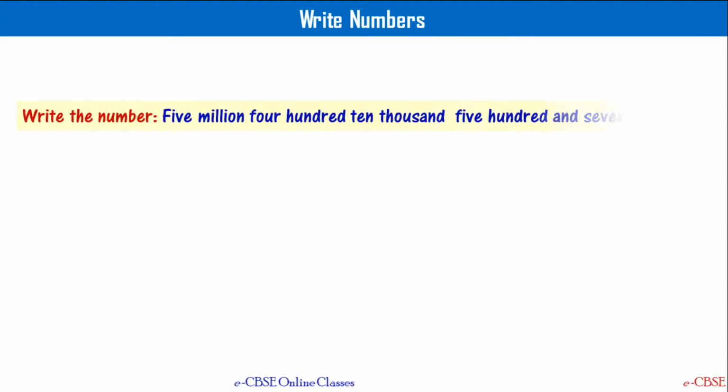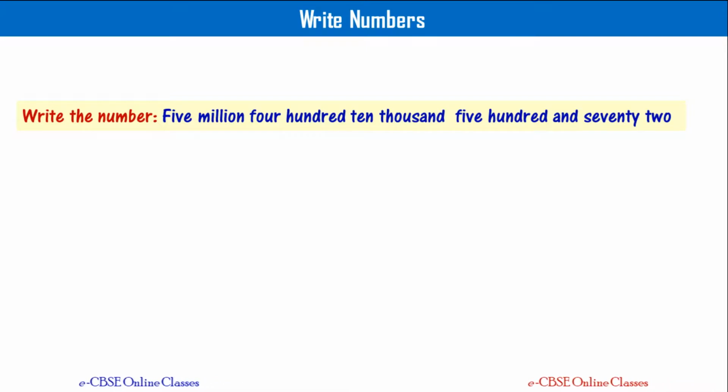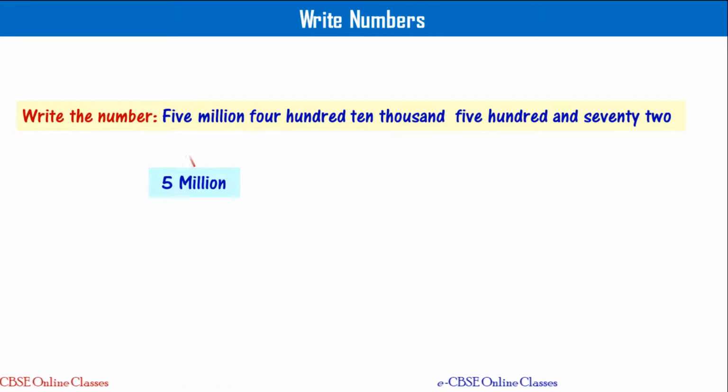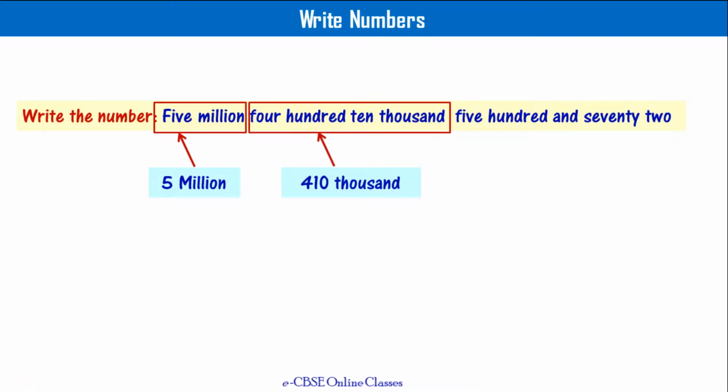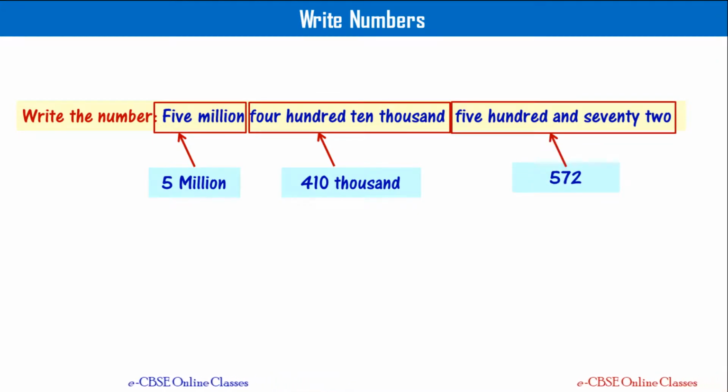Let's now write the numbers. Till now we have seen how to read the numbers, right? Now let's learn about how to write the numbers. Here, the text given says that 5,410,572. Let's split this text into multiple subparts. 5 million as one part and 410,000, and then you have 570, right?